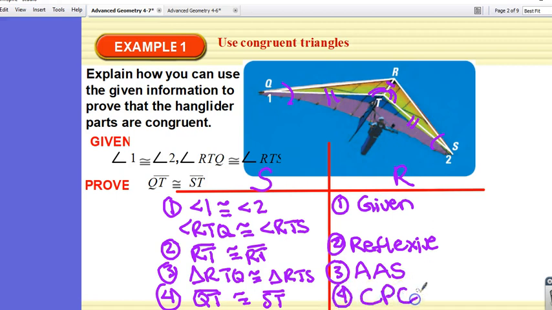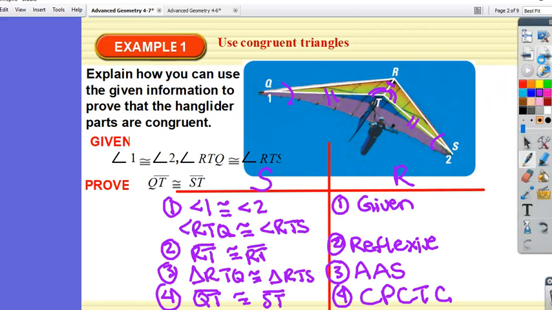Corresponding parts of congruent triangles are congruent. CPCTC. So you can initial that as CPCTC. Basically, if you prove the two triangles congruent, then all of their corresponding angles and all their corresponding sides are congruent. So if you're trying to prove a corresponding side or a corresponding angle, all you do is prove the two triangles congruent, and then all of their corresponding parts are congruent. Does that make sense?